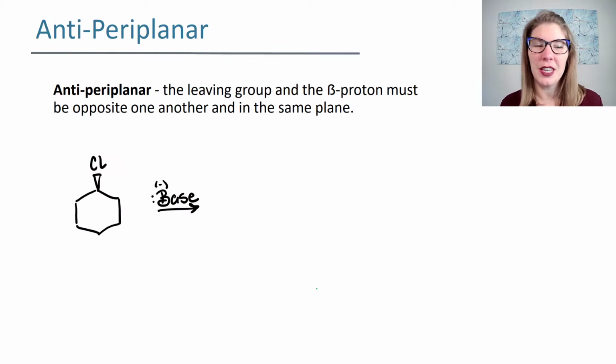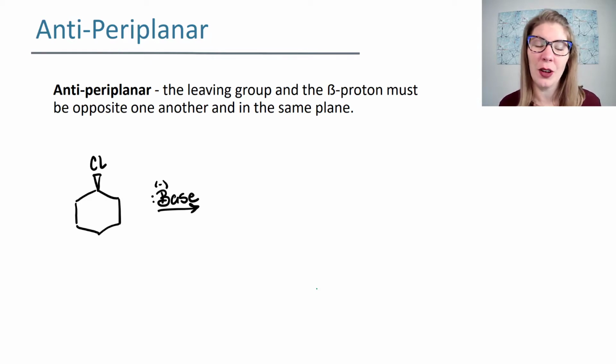The requirement for E2 is something called antiperiplanar. When we talk about antiperiplanar, what we're referring to is that the leaving group and the beta proton have to be opposite one another, yet be in the same plane. The easiest way for us to see if the leaving group and a proton are opposite yet in the same plane is when we're dealing with a structure that is a ring.